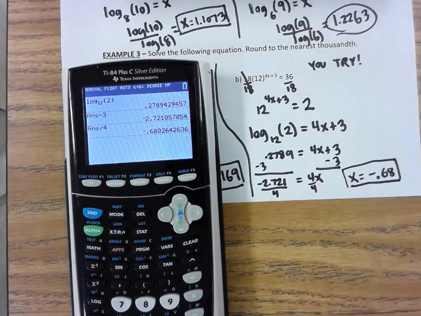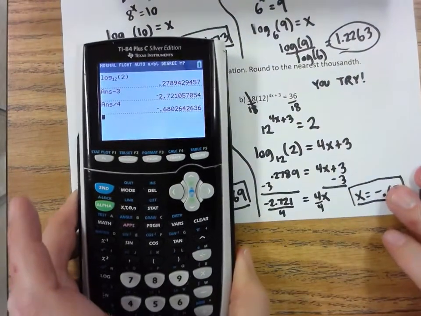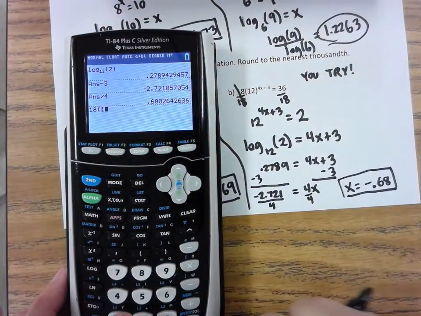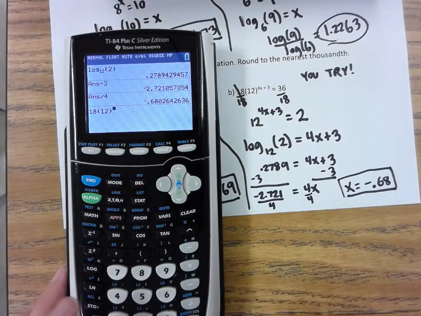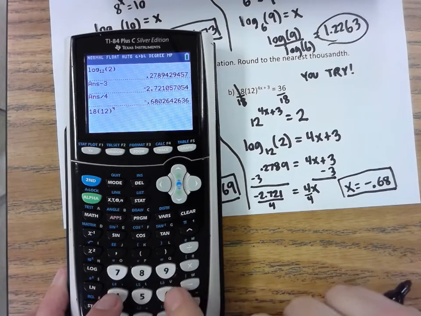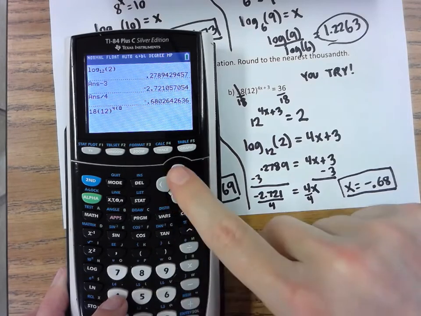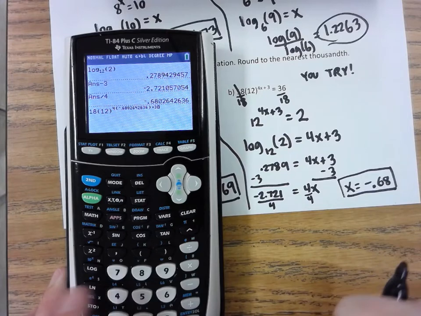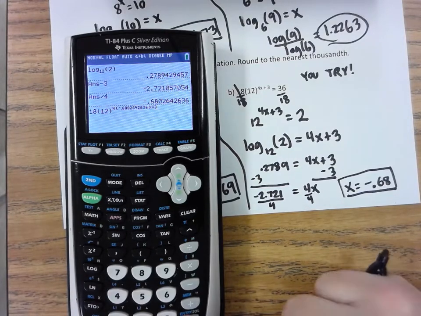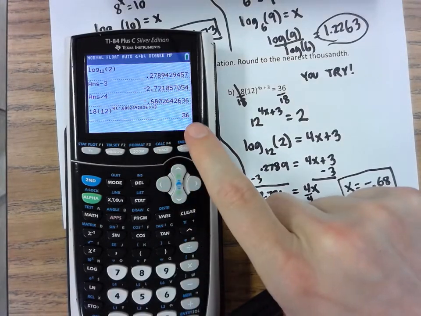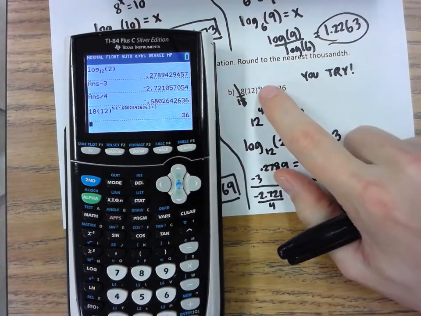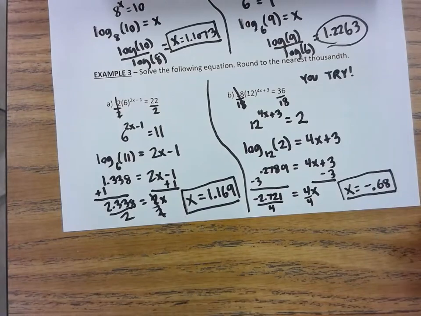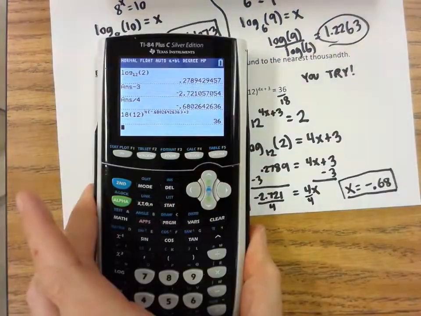At any point, if you feel like you need to check your answer, go back to your original equation, retype everything you see, and if you do this right, you should get 36 if you plug in this number for the x up here. You can always check your work. Check your work. No excuse not to. You have a calculator. Use it.